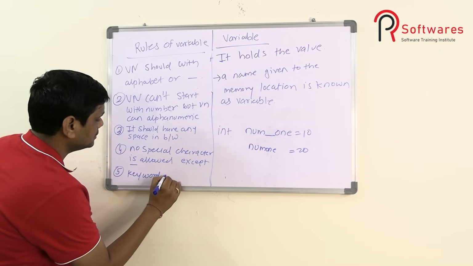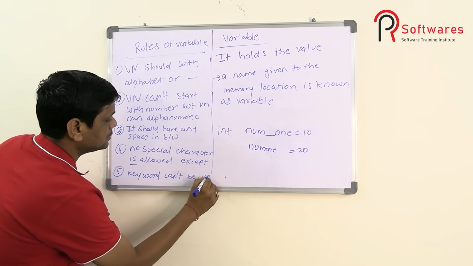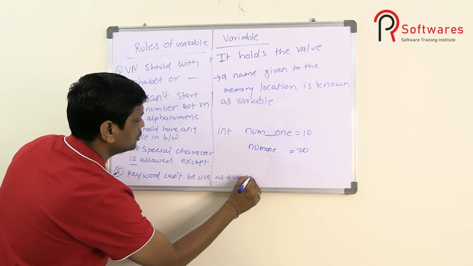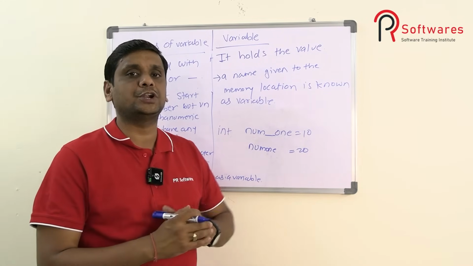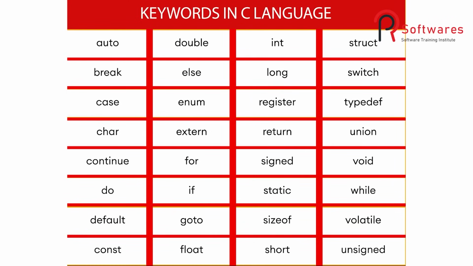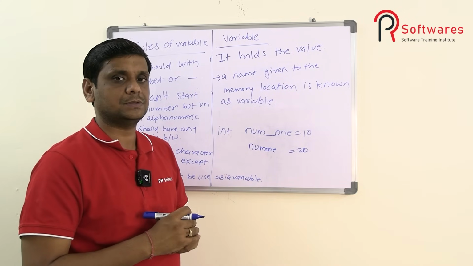Keywords can't be used as a variable. There are 32 keywords in C language. You can see this list. These names are not allowed for the variable name. As and when time progresses, you will get all these keywords, so no need to remember them.